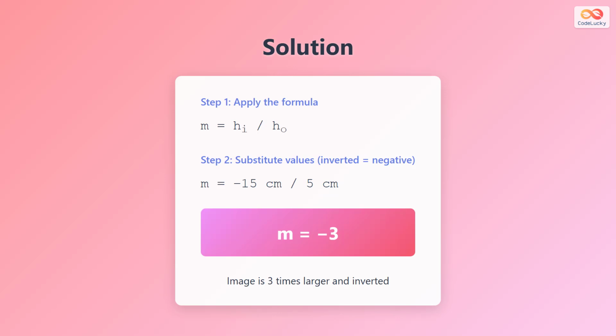To solve this problem, we apply the magnification formula. m equals hi divided by ho. Since the image is inverted, we use a negative sign for the image height. Substituting our values, we get m equals negative 15 centimeters divided by 5 centimeters. This simplifies to m equals negative 3. This result tells us that the image is 3 times larger than the object and is inverted, which is indicated by the negative sign.